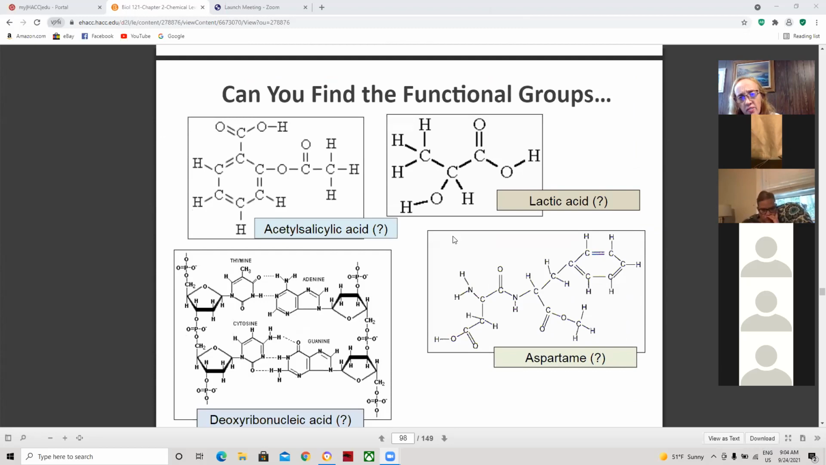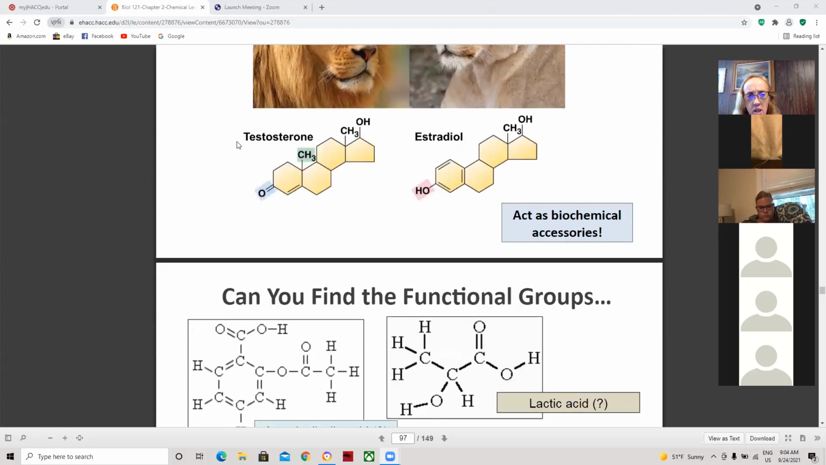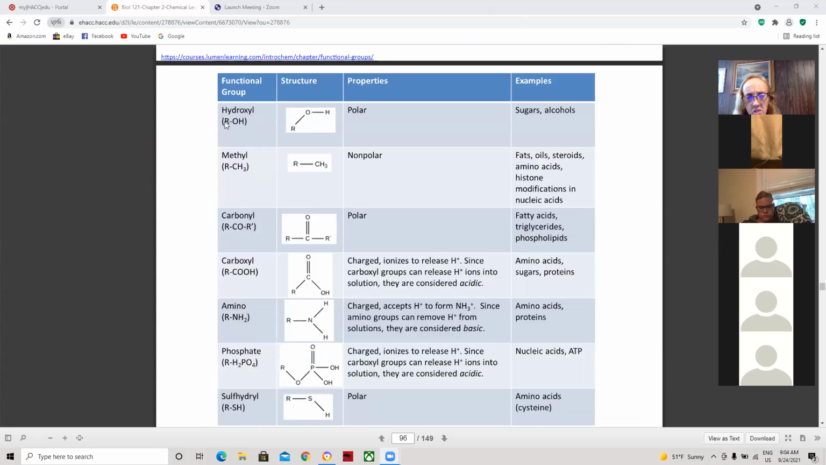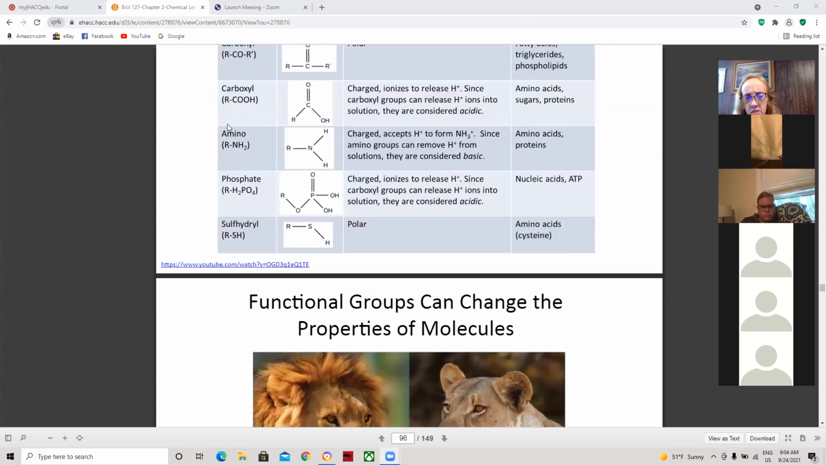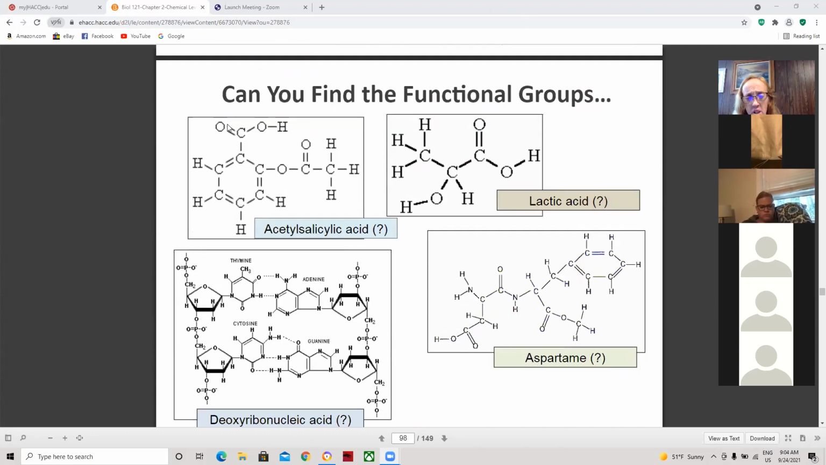So can you find the functional groups within these molecules? The more time that you spend looking at each of those functional groups, and remember, R is anything else. I like to think of R as being a random group, anything else. So the more time you spend with it, the easier it gets to see them.